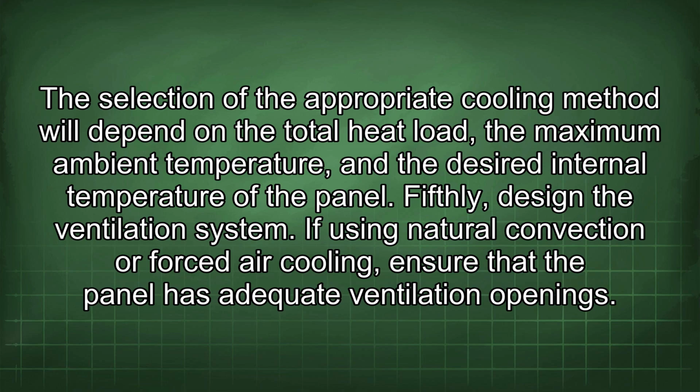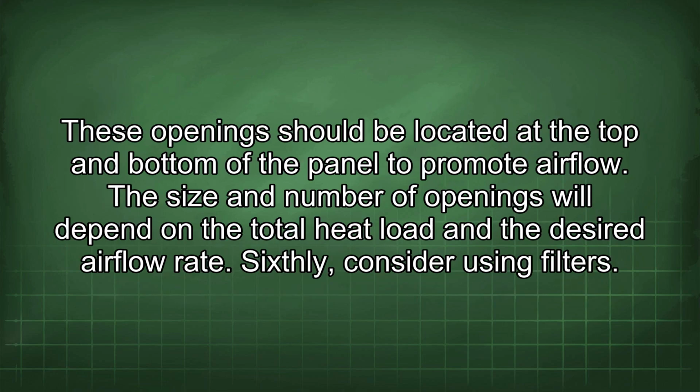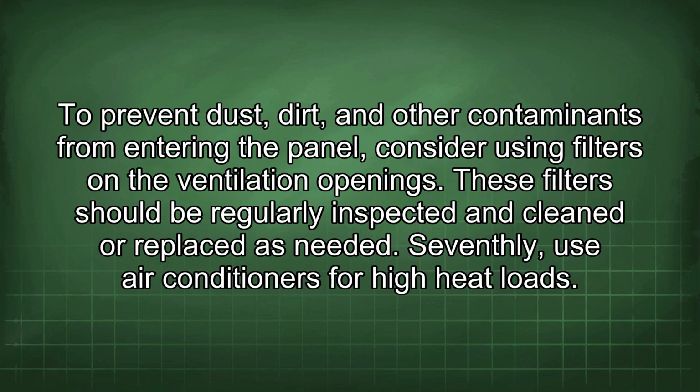Fifthly, design the ventilation system. If using natural convection or forced air cooling, ensure that the panel has adequate ventilation openings. These openings should be located at the top and bottom of the panel to promote airflow. The size and number of openings will depend on the total heat load and the desired airflow rate. Sixthly, consider using filters. To prevent dust, dirt, and other contaminants from entering the panel, consider using filters on the ventilation openings. These filters should be regularly inspected and cleaned or replaced as needed.